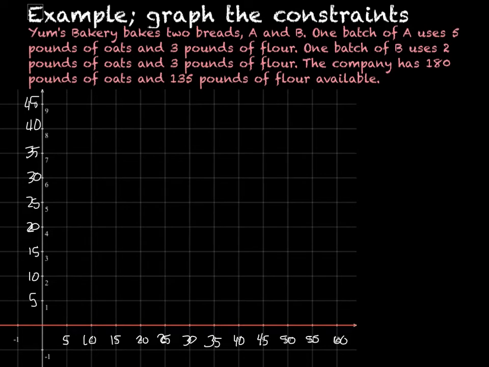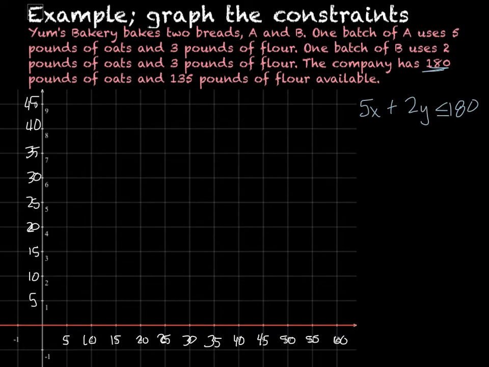So what I'm going to start with is my batch of oats. How many oats do we have? We have 180 pounds of oats. That's the maximum. So that means that our bread has to use less than or equal to 180 pounds of oats. Now the oats for batch A is 5 pounds, so that would be 5, and let's just call X my A, plus 2 pounds of oats for the bread B, so 2Y. So 5X plus 2Y is less than or equal to 180.